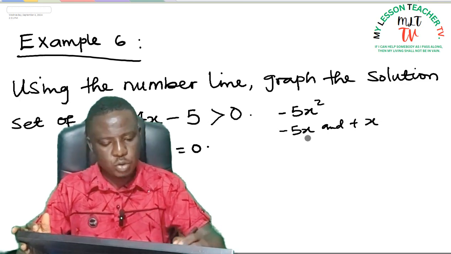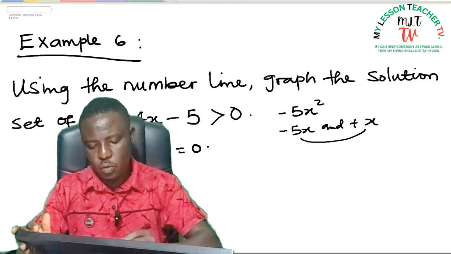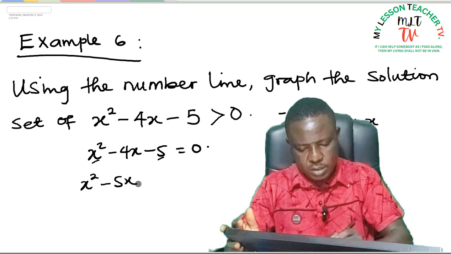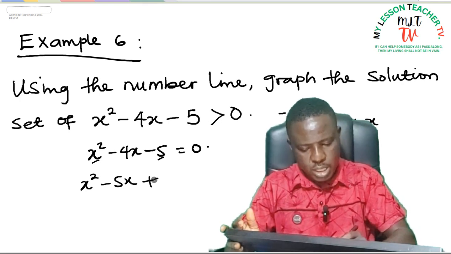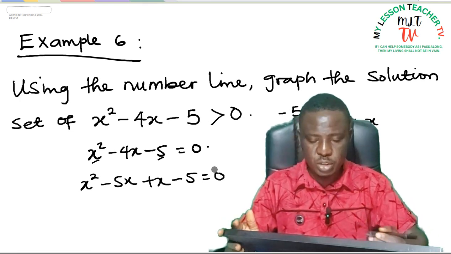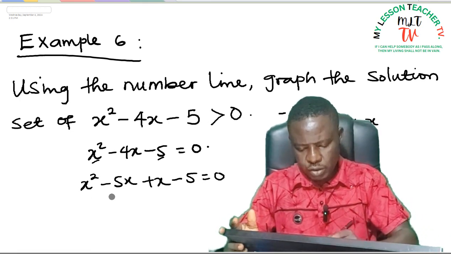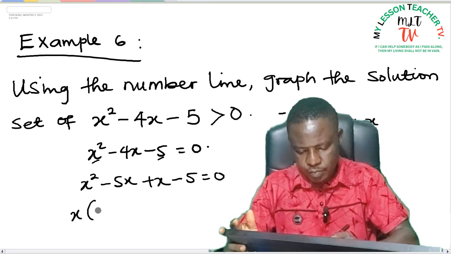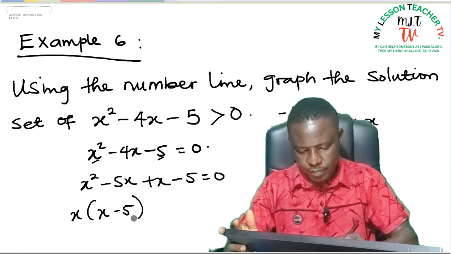Yes. So I'm going to substitute this for what we have in the middle term. So this becomes x squared minus 5x plus x minus 5 is equal to 0. I have now made it a four-term expression. So factorize them in twos. x is common. We have x into bracket, x minus 5.